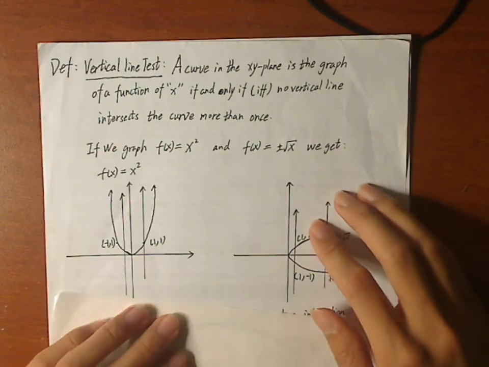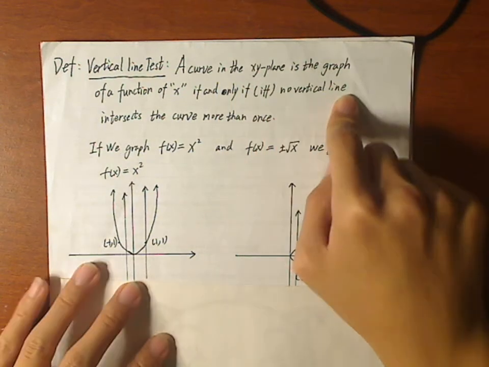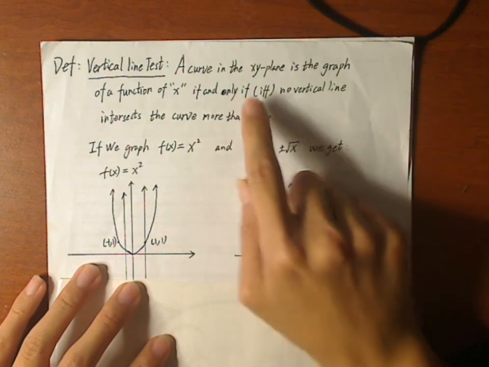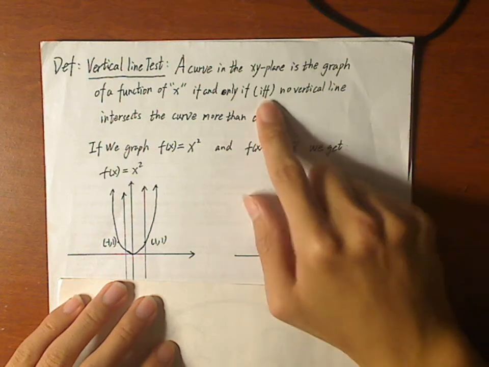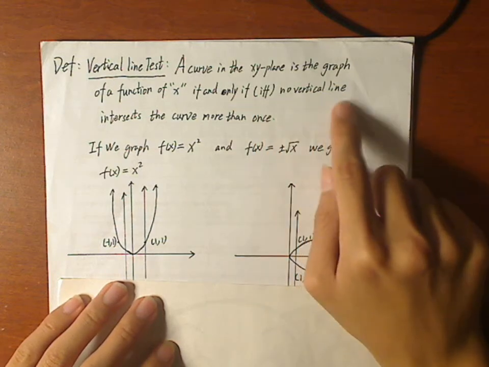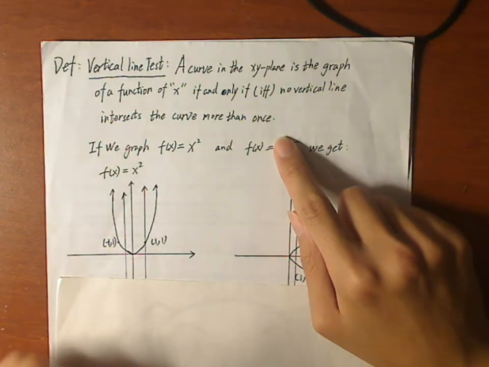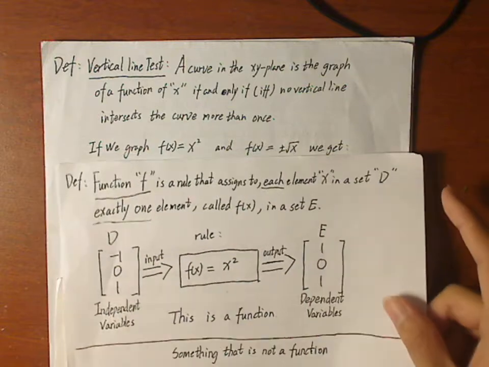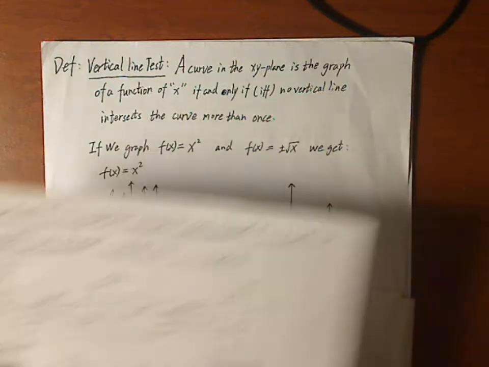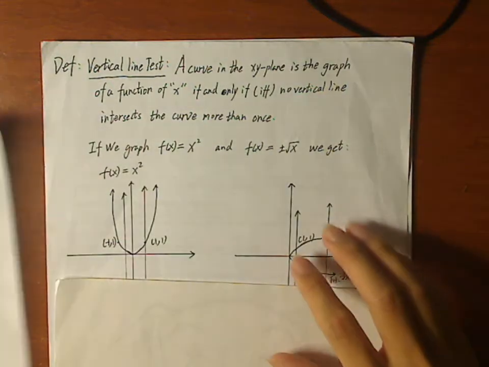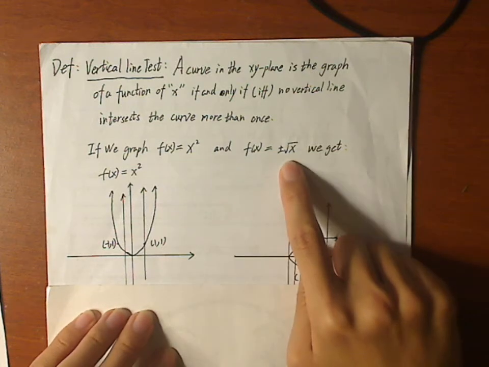This is my vertical line test definition. A curve in the xy plane is the graph of a function of x if and only if, sometimes written as iff, the abbreviation, no vertical line intersects the curve more than once. No more than once, or exactly one, they kind of refer to each other. Why? Now I'll show you. Remember, this is a function, this is not a function.